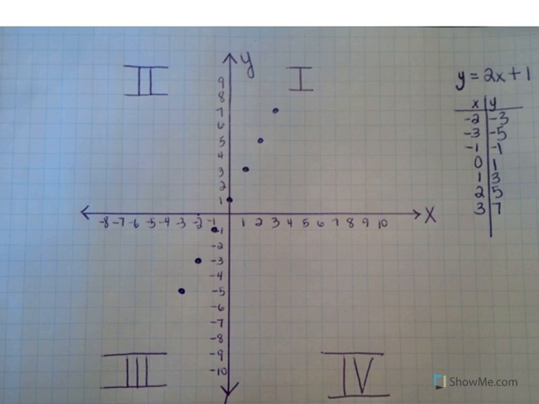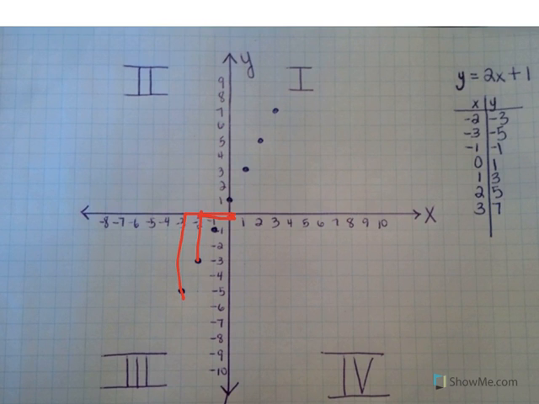Your next step would then be to take those points from the table and plot them. -2, -3 means that I'm going from 0, 0 on the graph, which is right here, and I'm going left 2 and down 3. That is how I locate that point. The next one, -3, -5 means I'm going left 3, down 5.